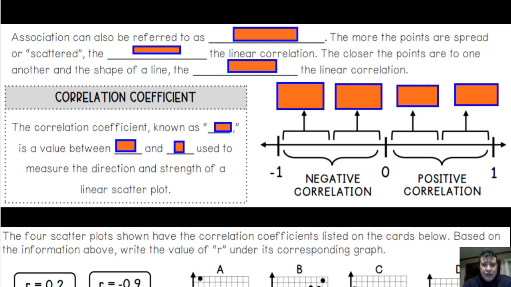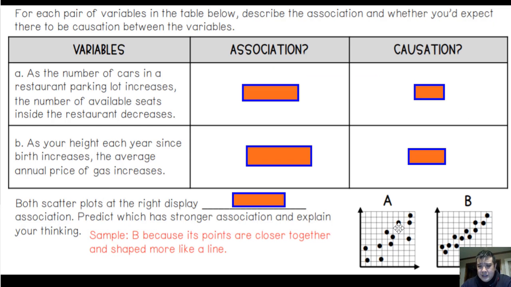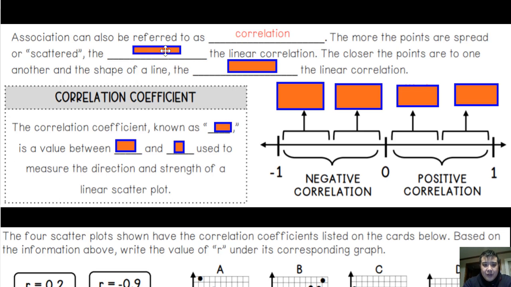Association can also be referred to as correlation. The more points are spread or scattered, the weaker the linear correlation. The closer the points are to one another in the shape of a line, the stronger the linear correlation. So back here, A has a weaker correlation compared to B. The correlation coefficient, often represented by the letter R, is a value between -1 and 1, used to measure the direction and strength of a linear scatter plot.